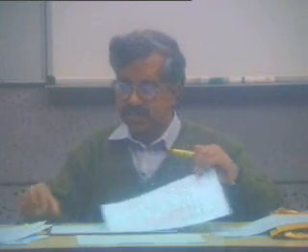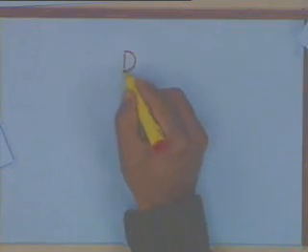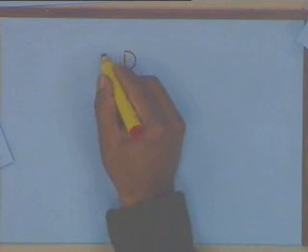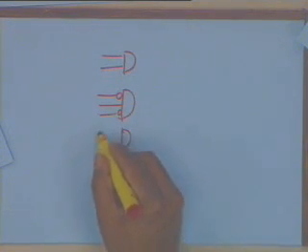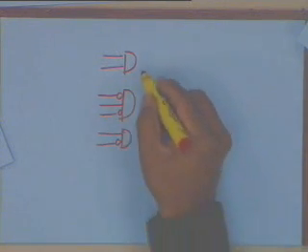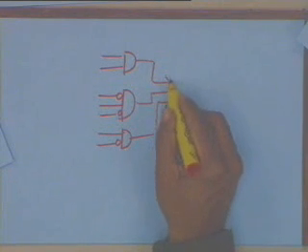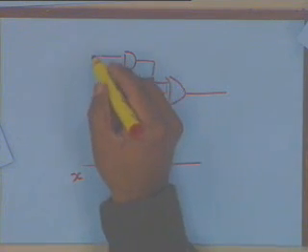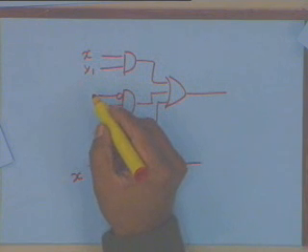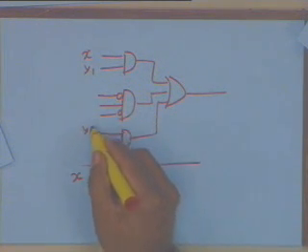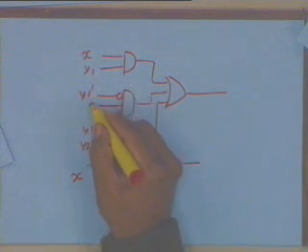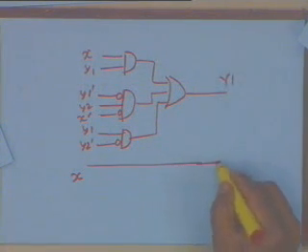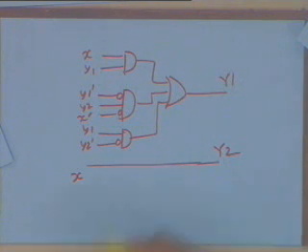Let me actually redraw the circuit. Let me just write the names of the symbols, not show the connections. So I have this X, this one is X Y1, this one is Y1 Y2 complement, this one is Y1 complement Y2 X complement. And this is my Y1 and this is my Y2. So I have this.